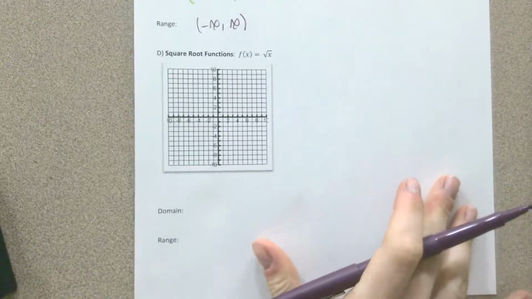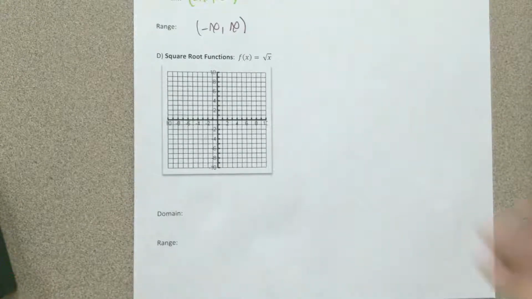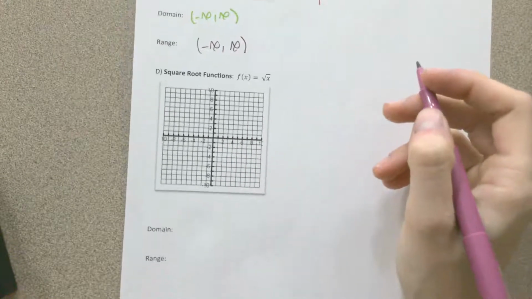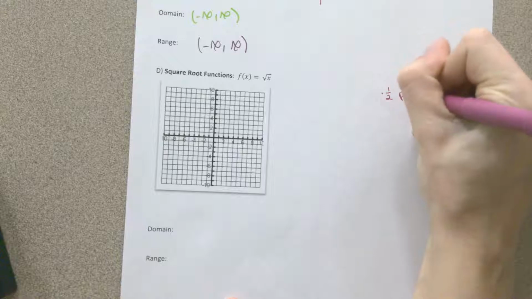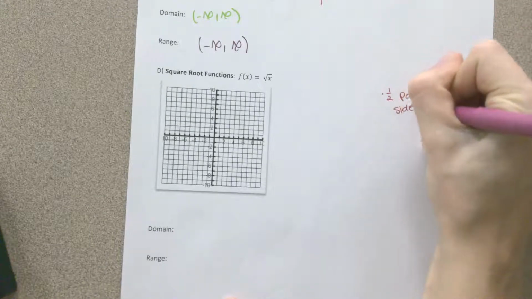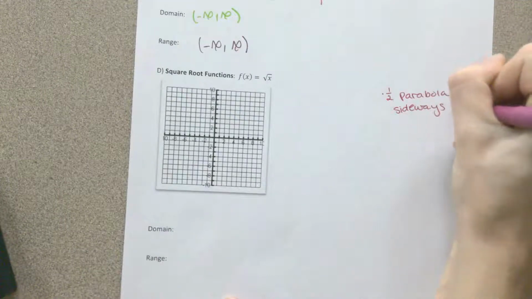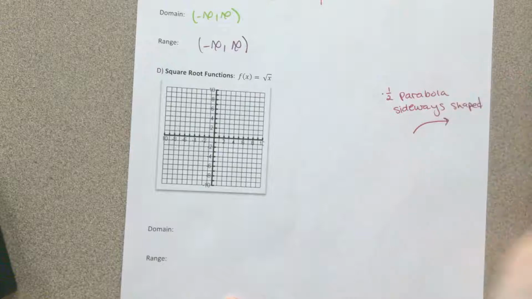Our square root function is the last one that we're going to look at. So, things to know about this graph is it is half parabola sideways shaped. Okay, so it looks like this.